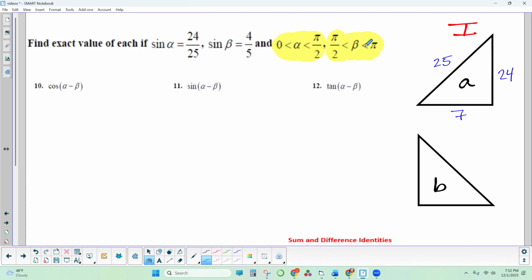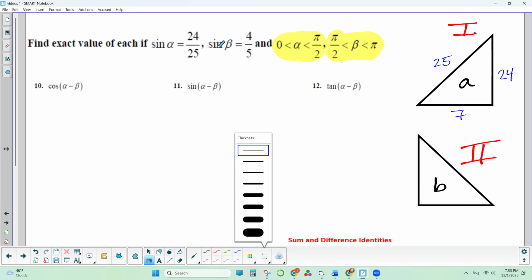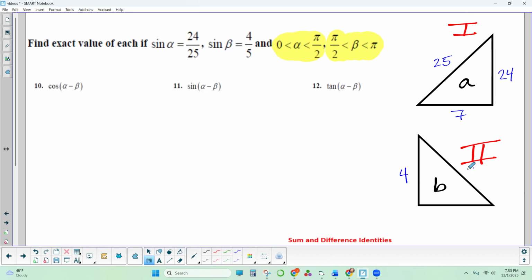Now, let's look at the other one here, and it tells us that beta is between pi over 2 and pi. So pi over 2 and pi is actually quadrant 2, okay? And we are given that sine is 4/5. So y over r, and using Pythagorean theorem again, we come up with 3 for x. But since this is in quadrant 2, we have to make sure and show that x is negative. So you got to be careful with that.